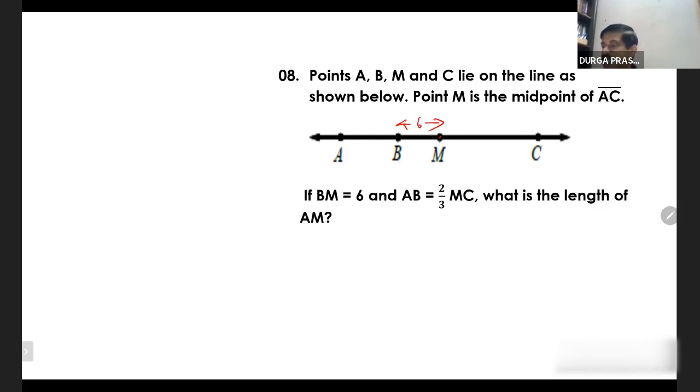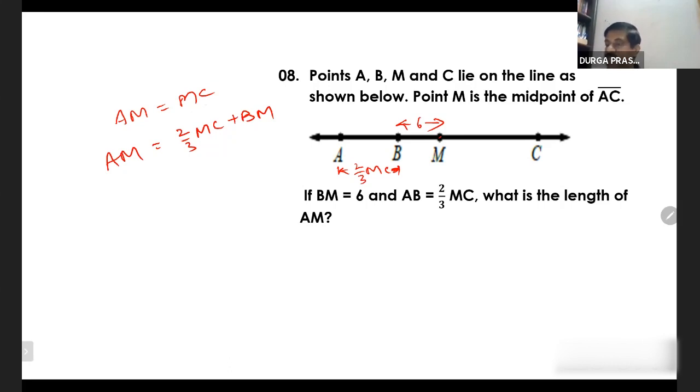AB is 2/3 of MC. So AM is equal to MC. What is the length of AM, he asks? AM is equal to MC. So AM is also equal to 2/3 of MC plus BM.